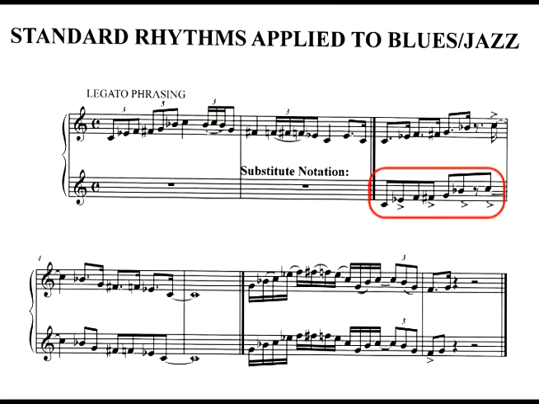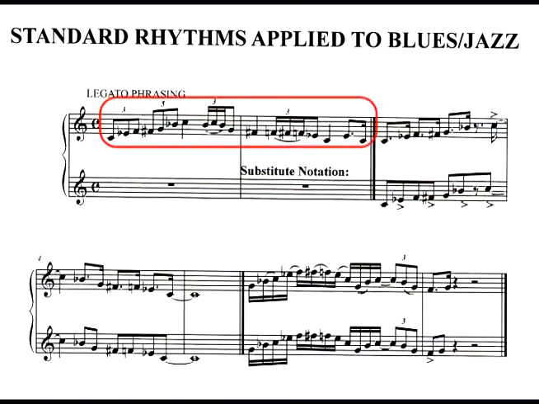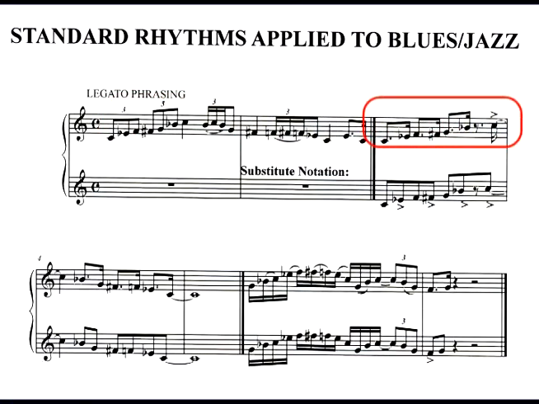So let's go back to the blues scale, and I'm going to do legato phrasing in triplets. Take the first two measures. Now I'm going to take the dotted eighth and sixteenths and do the scale. Legato phrasing.